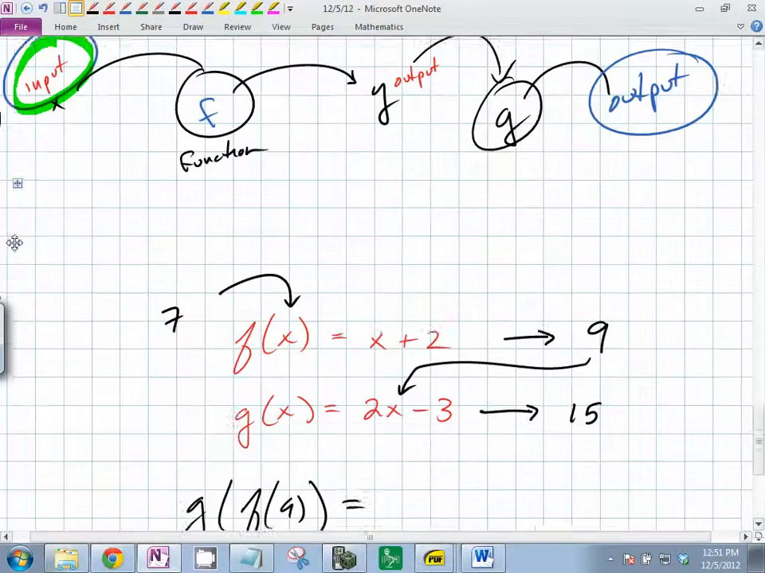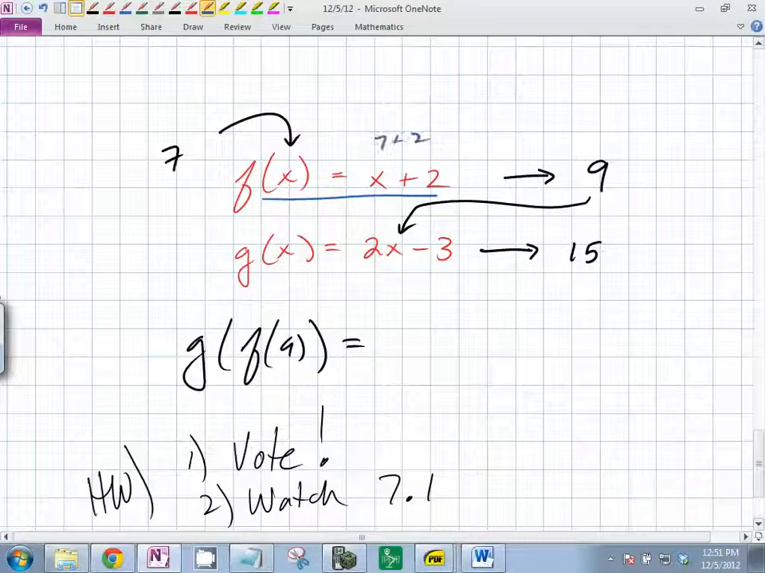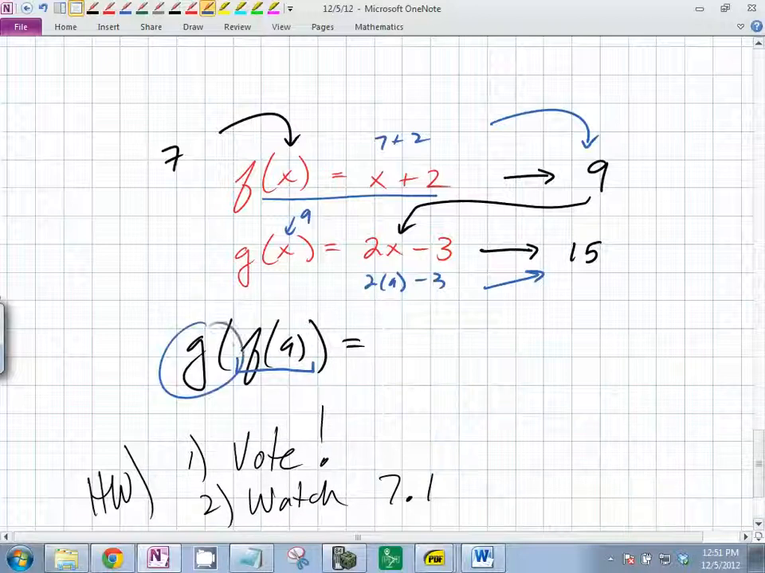What does it look like mathematically? Well, let's say we had the function f of x, and we wanted to do f of 7. f of 7 is 7 plus 2, which is 9. We're then going to plug 9 into g of x, so g of 9 is going in right there, and that equals 2 times 9, which is 18, minus 3 is 15. So what we've just done is we've evaluated f at 7, and then we've plugged that into g, and we found out that g of f of 7 is 15. Seems strange? This is just what it looks like, and this is just meant as a preview.